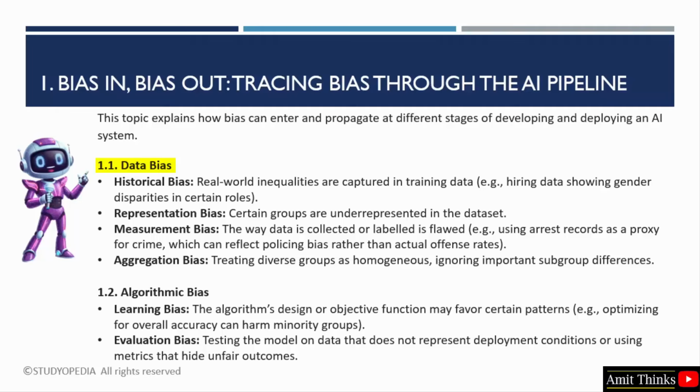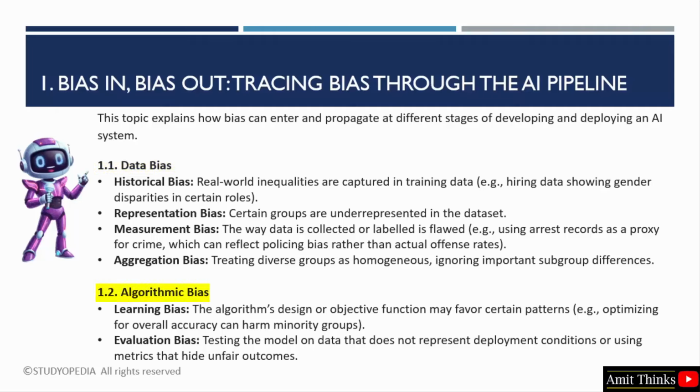Beginning with historical bias, training data reflects past inequalities, for example, gender gaps in hiring. Next is representation bias. Some groups are underrepresented in the dataset. The next one is measurement bias. Data collection methods may be flawed, for example, arrest records used as crime proxies. The last one is aggregation bias, treating diverse groups as one, ignoring subgroup differences.